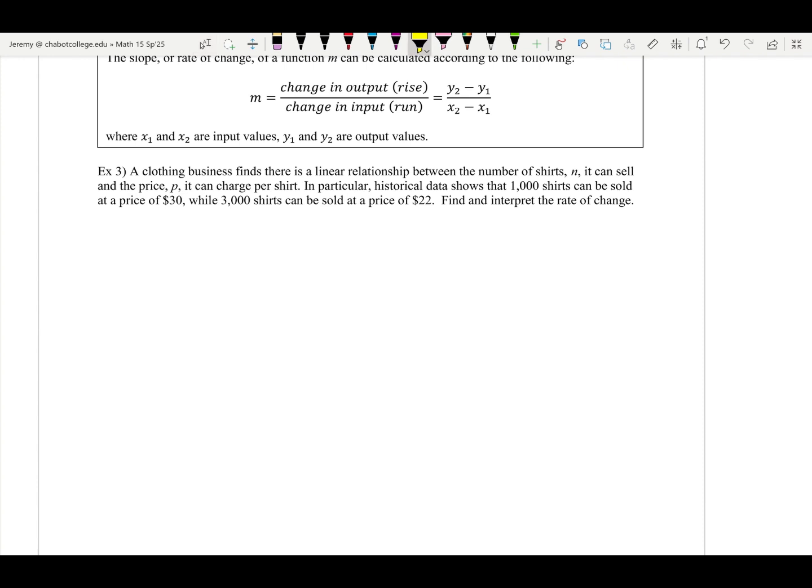Okay, so this last sentence, find and interpret the rate of change. We want to find a slope. Okay, rate of change, wherever we see rate of change, we should be thinking slope.